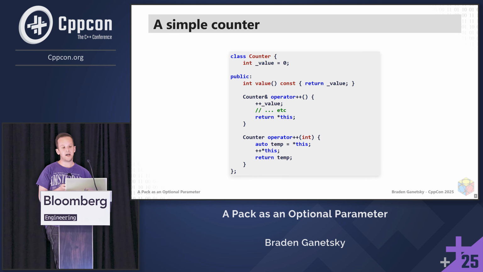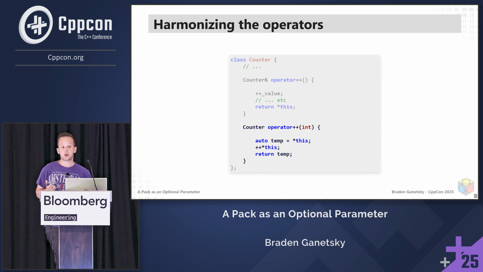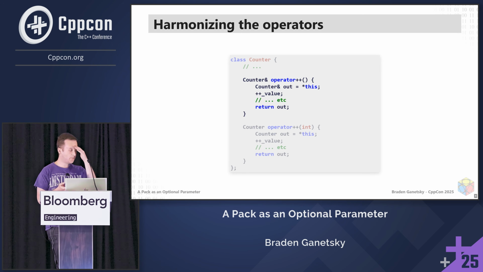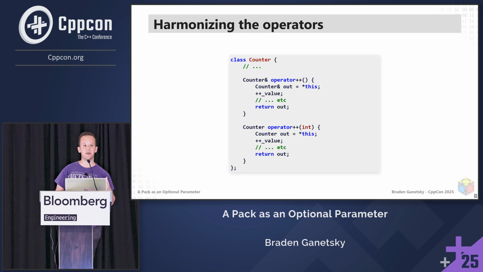But what I want to do is harmonize the way these operators actually look. So I'm going to change the post-increment to look like this. It'll look almost identical to the pre-increment. And then I'll make the pre-increment look even more identical, so it'll look like this. Now, if you notice, these two bodies look almost exactly the same. And what do we do when things look exactly the same?